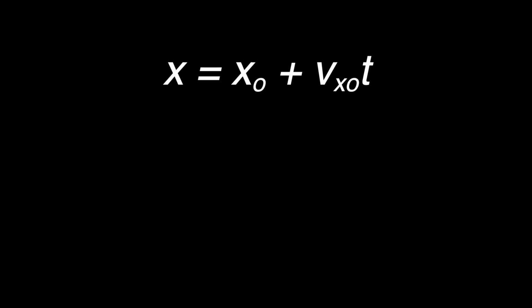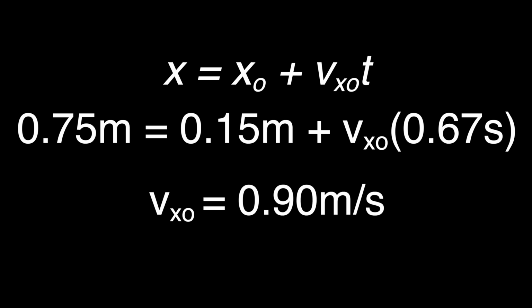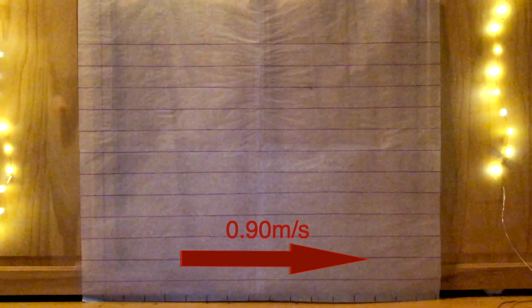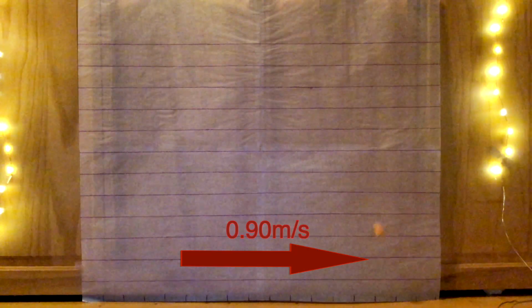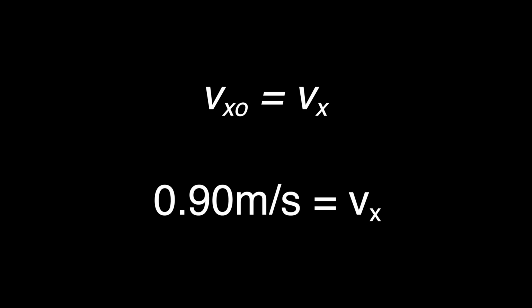One thing we can derive from these measurements is the horizontal component of velocity, and we can use the equation where the final horizontal position equals the starting horizontal position plus the initial horizontal component of velocity multiplied by the total time. When we plug in these values, and we have to be careful to convert centimeters to meters since velocity is measured in meters per second, we get 0.90 meters per second for the initial horizontal component of velocity. So this is basically how fast the ball is moving initially in the horizontal direction. Because the horizontal component of velocity remains constant, we know that at any point in the object's path, the horizontal velocity will be 0.90 meters per second.